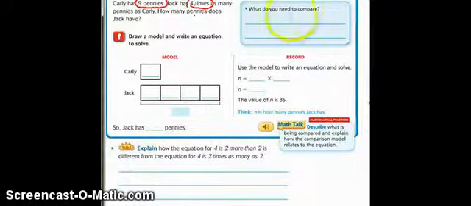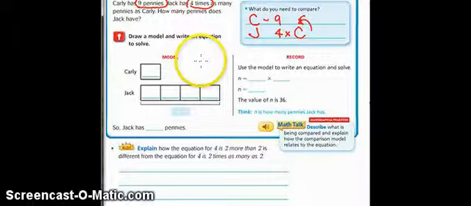So what do we need to compare? We need to compare Carly's pennies, which she has 9 of, and Jack has 4 times whatever Carly has, which is 9. But we can also draw a model and write an equation to solve that.